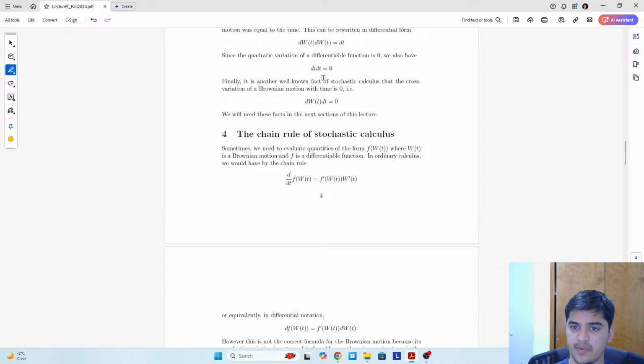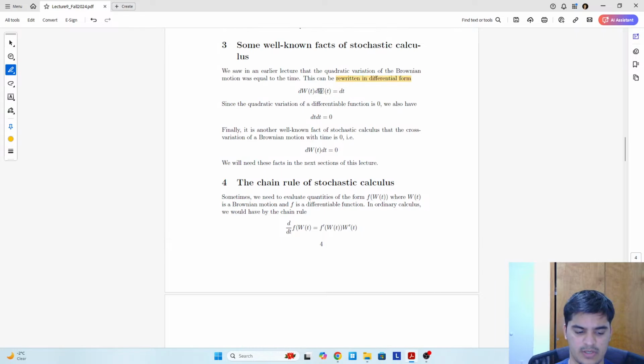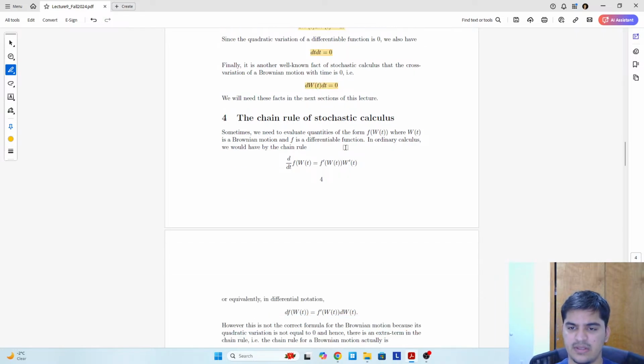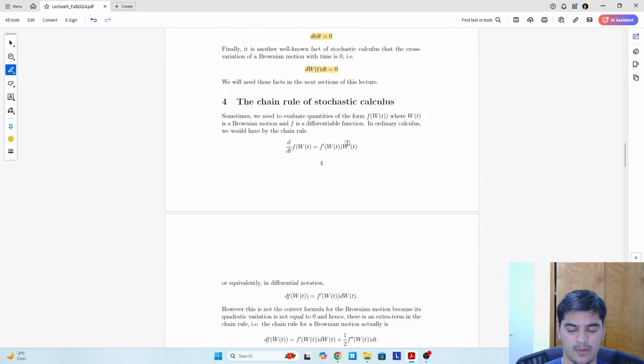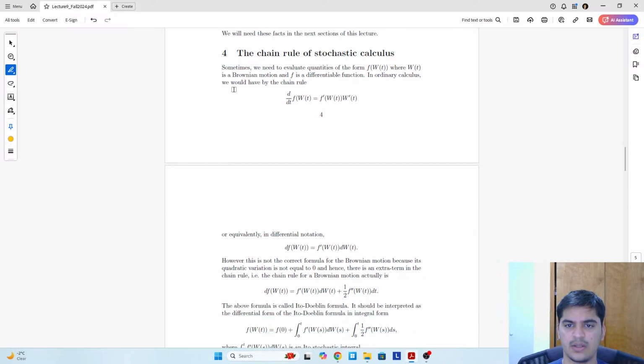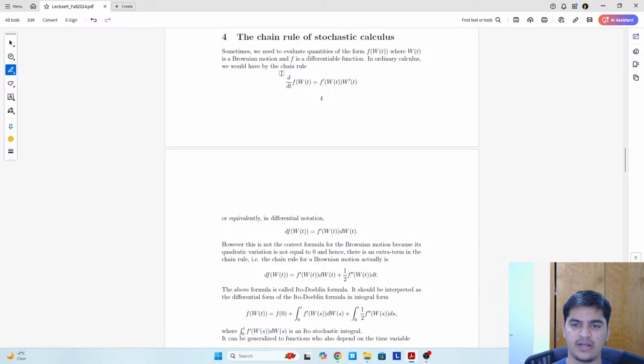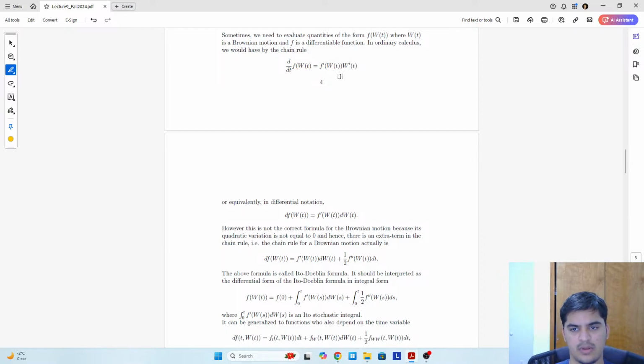Let's move ahead. But remember, these are the three most important formulas that we need to remember going ahead. At least they're used a lot in quantitative finance. I think they are also used in the derivation of the Black-Scholes formula. Let's move on to the chain rule of stochastic calculus. Any function of a Brownian motion needs to go through this chain rule of differentiation.